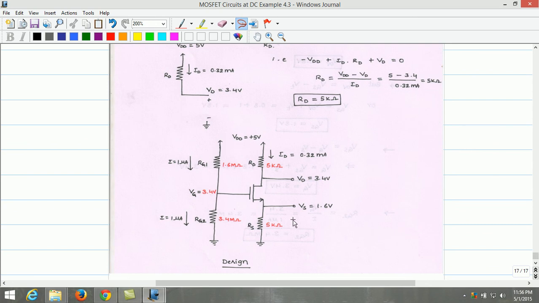Substituting all the design values computed into the original circuit, the final circuit can be written as shown in this figure.